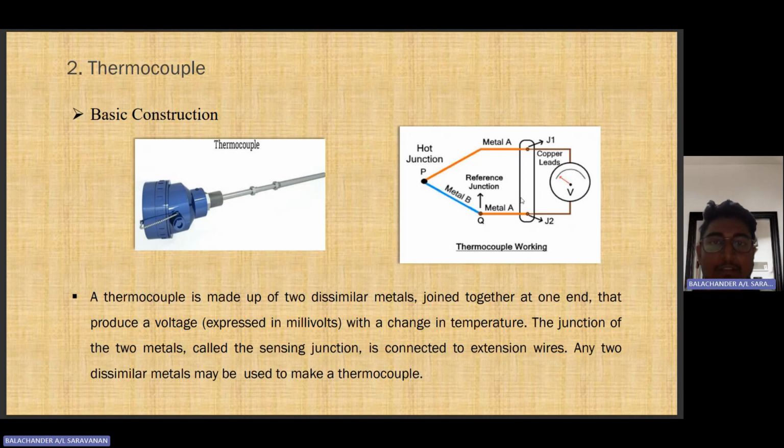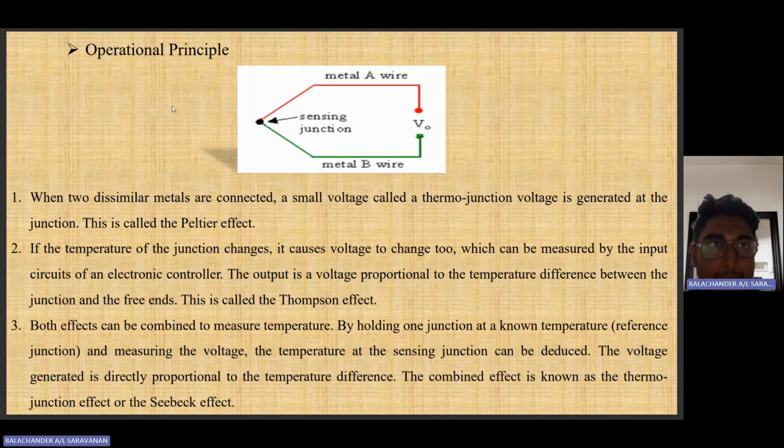So here we can see the thermocouple demo picture and also the thermocouple working picture. Okay, here we can see the operational principle. When two dissimilar metals are connected, a small voltage called a thermojunction voltage is generated at the junction. This is called the Peltier effect. If the temperature of the junction changes, the voltage changes too, which can be measured by the input circuits of an electronic controller.